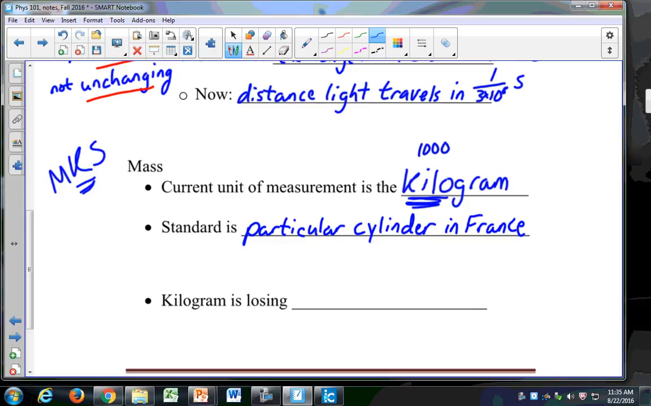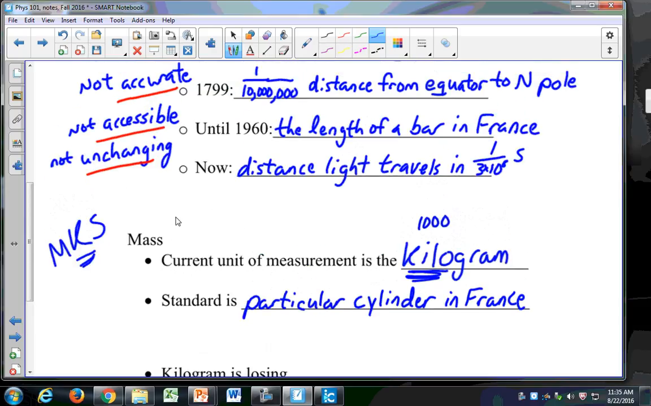So this cylinder, it can give us a fairly accurate measurement for what a kilogram is. So it's accurate, perhaps. They can measure the mass of it very accurately, and then they say, okay, this is a kilogram. Henceforth, if you want to know what a kilogram is, it's based on this cylinder. But it's not really accessible. You guys couldn't go out and get that cylinder.